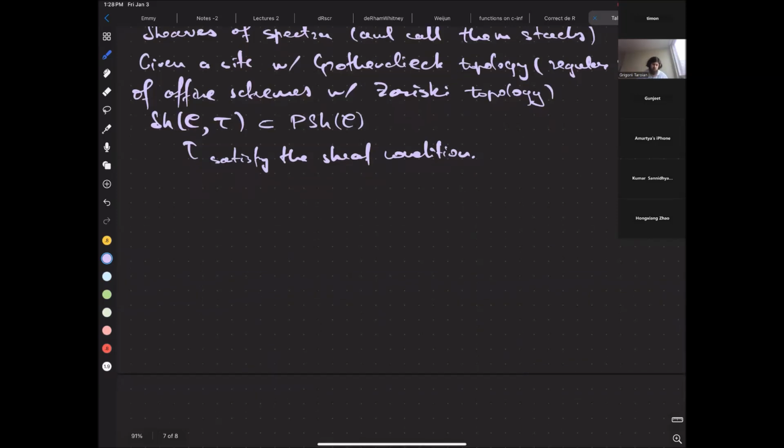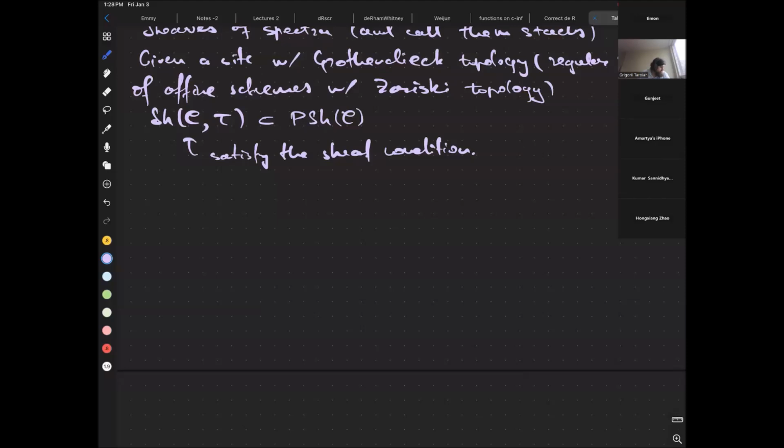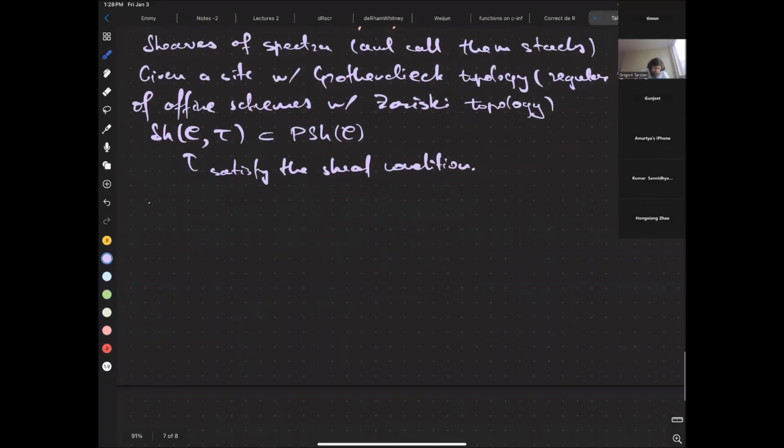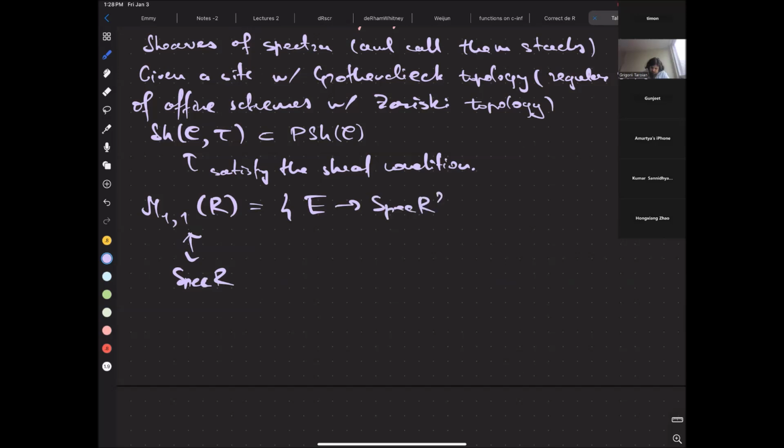Okay. So with this in mind, if you consider M_11, its value on a ring R, or on the affine scheme Spec R, is the groupoid of elliptic curves over Spec R. So in particular, it's one homotopy type, and you can view it as a spectrum. And you get a stack in the previous sense.